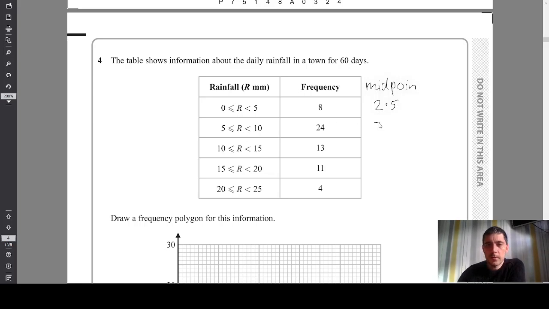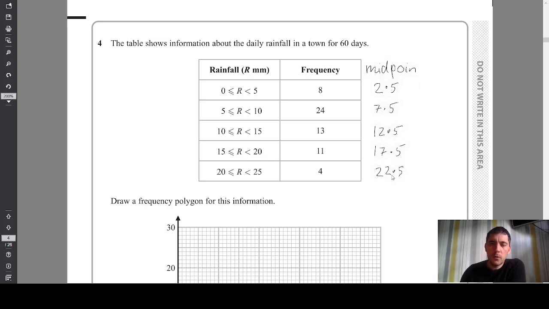Then 7.5, 12.5, 17.5, and the last one would be 22.5.